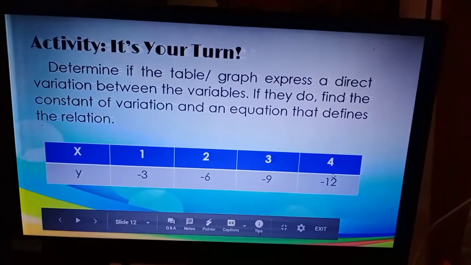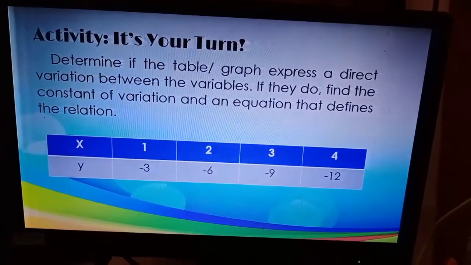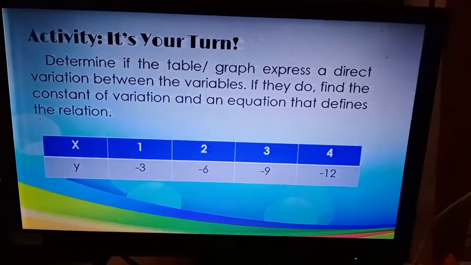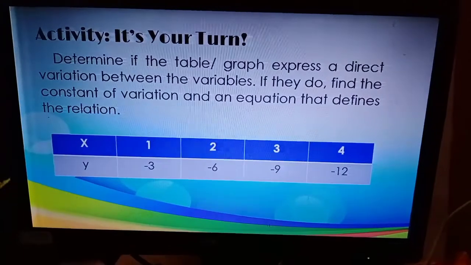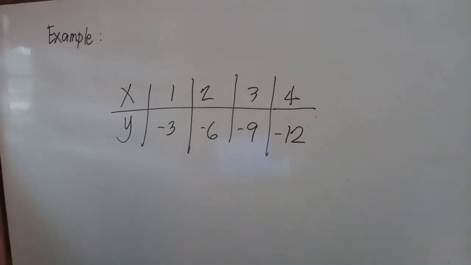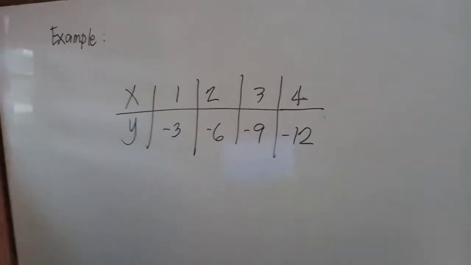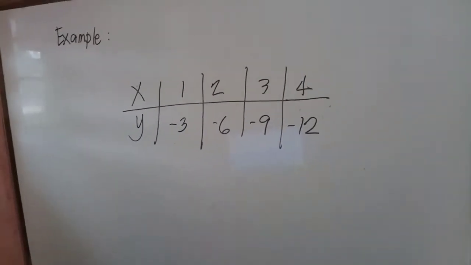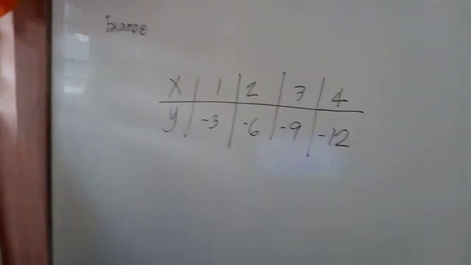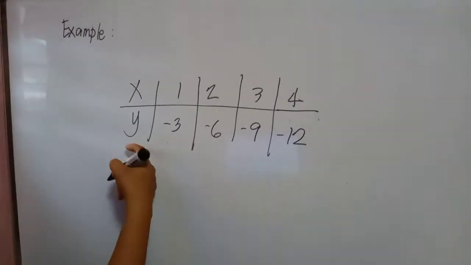So, we can get a constant ratio if it's a direct variation. So, we simply divide y over x. Okay, let me show it on the board. So, we simply have to see to it that there must be a constant ratio for this to be called a direct variation table. So, we simply divide y over x.